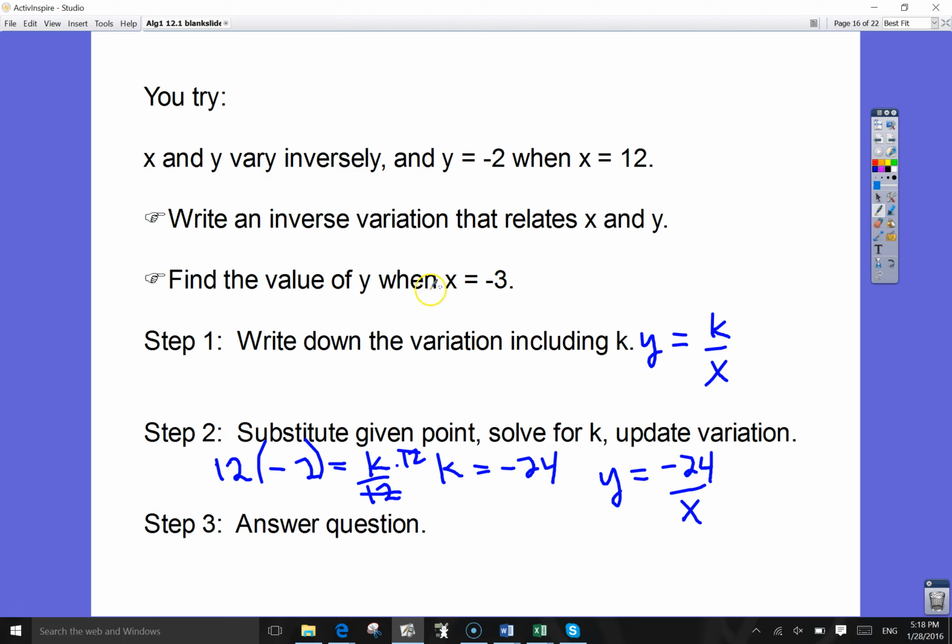Okay, now you can answer this last question. Find the value of y when x equals negative 3. So we're going to put negative 3 here. y equals negative 24 divided by negative 3, which is 8.